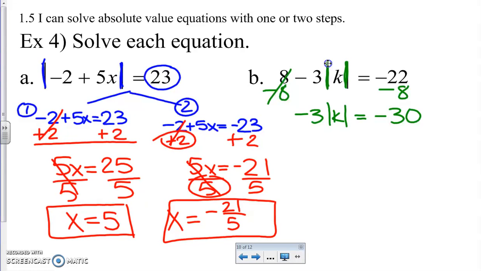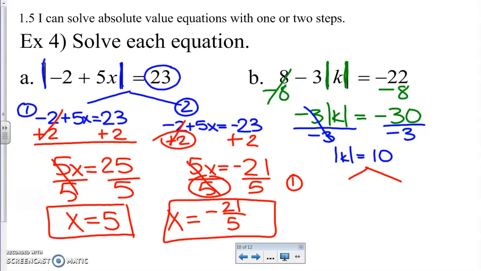Our second step is to undo this multiplication with -3 by dividing it off of the absolute value. No distributing. So now we're at the point where our isolation is done. The absolute value bars are alone. We can set up 2 equations where the absolute value drops out and equals the given constant 10. Then the absolute value k drops out, but now it equals the -10.